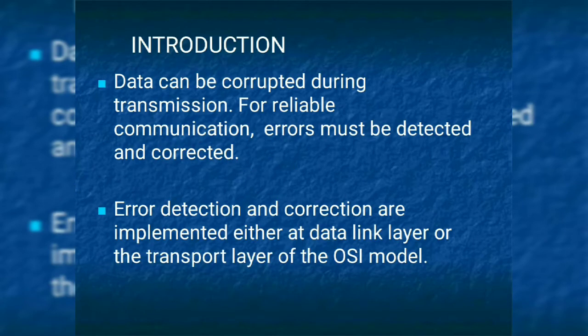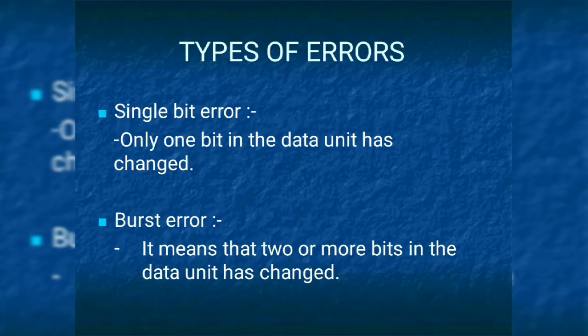First one, introduction. Data can be corrupted during transmission. For example, in a digital communication system, you send data from transmitter to receiver. If you get the correct information, then only the system is reliable. If you get errors, the system will not be reliable. In order to have reliable communication, we need to detect and correct the errors. Error correction and detection are implemented at the data link layer and the transport layer of the OSI model.